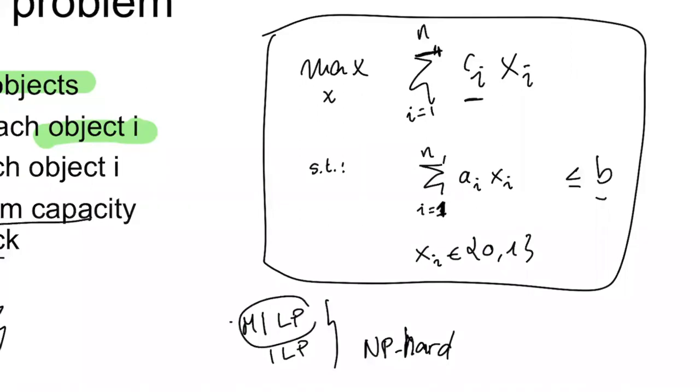One of the most popular algorithms for solving mixed integer linear programming problems is what is called branch and bound, or branch and cut sometimes. So branch and bound is an algorithm that in principle is a combinatorial algorithm. You are building a tree with all possible solutions of x.